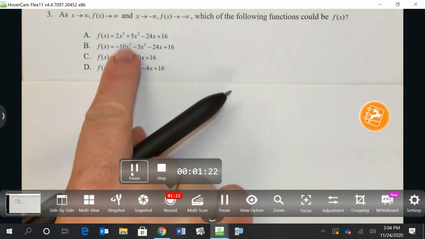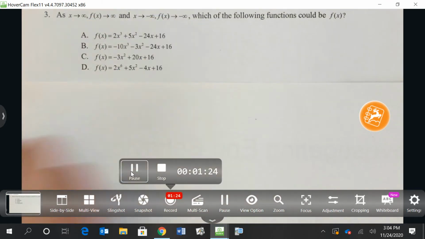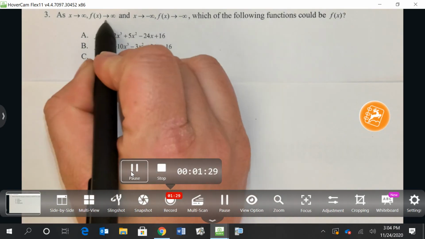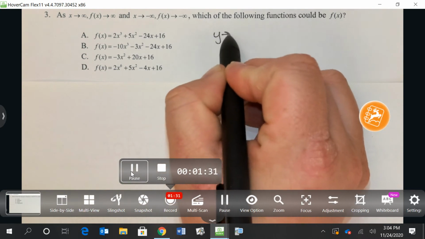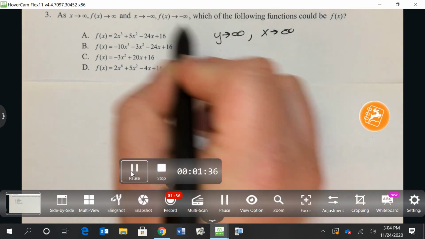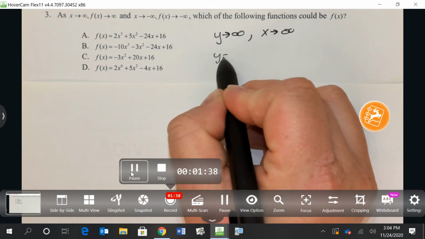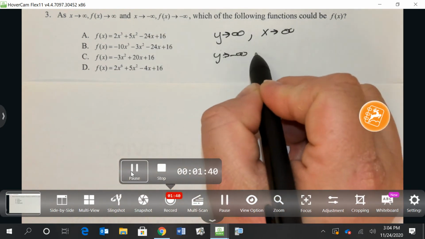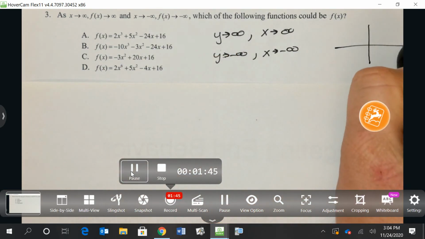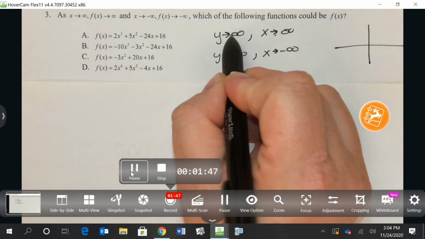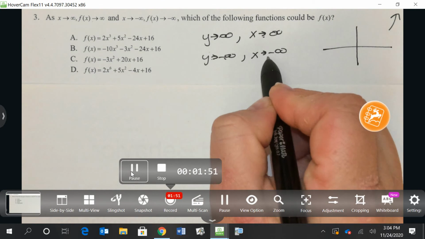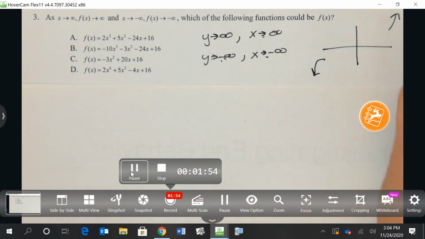And we want to know which end behavior matches this. I think this is a little bit harder to read, so what I'm going to do is, we know that f of x is the same as y. So this says y goes to positive infinity as x goes to positive infinity, and when x goes to negative infinity, y goes to negative infinity. What does that mean? If I have a graph here, as I go to the far right, the end behavior is going up. As I go to the far left, it's going down.